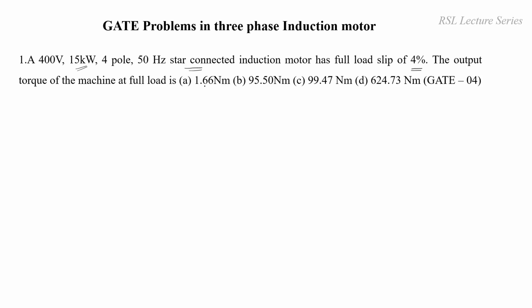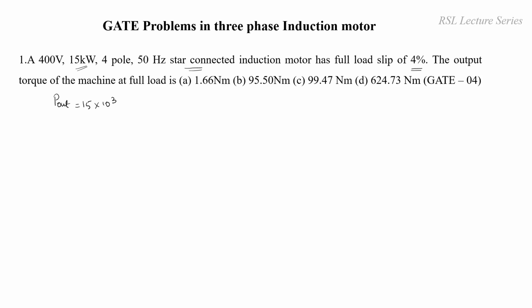So these are the options. First one 1.66 Newton meter. Second one 95.50 Newton meter, 99.47 and 624.73. Okay. So first we'll write the given data. Here the output power is given. So P out is equal to 15 kilowatts.